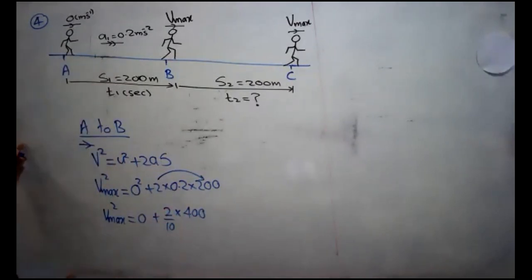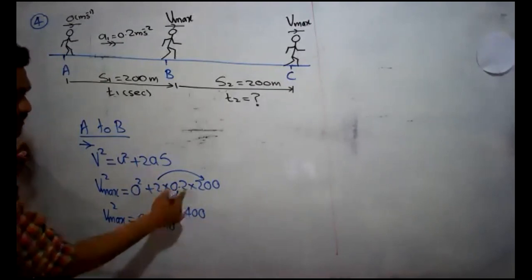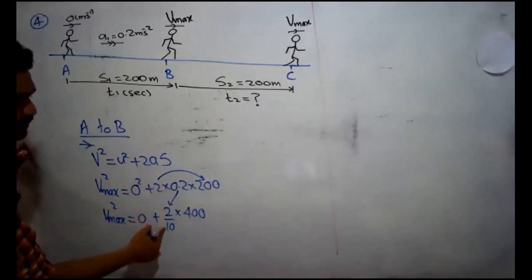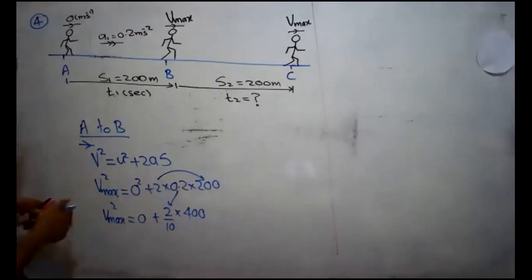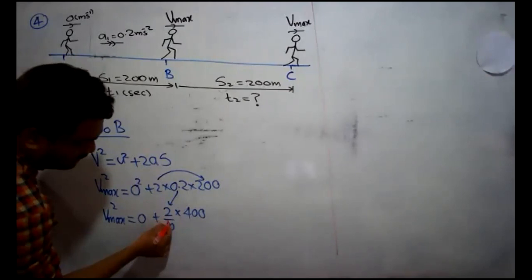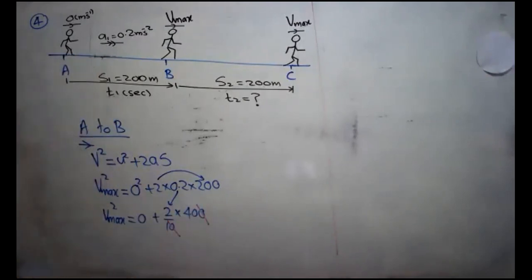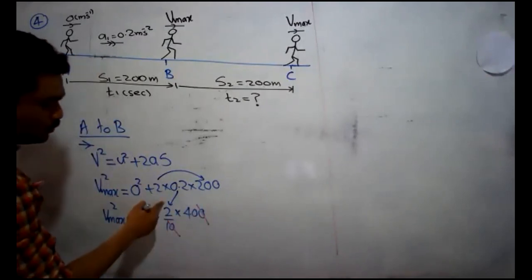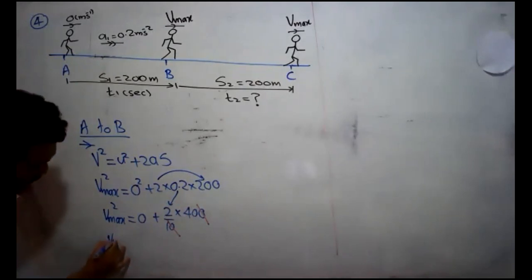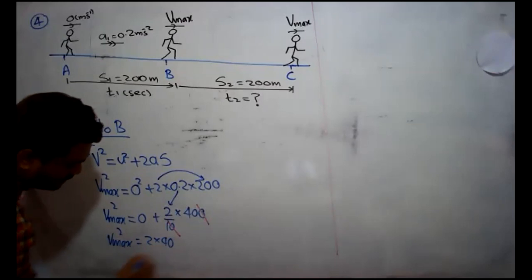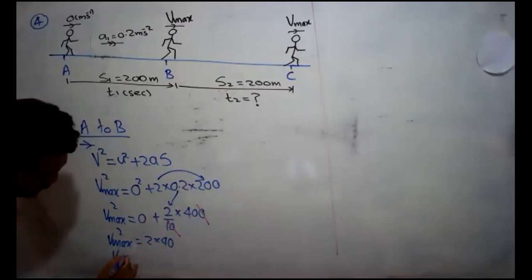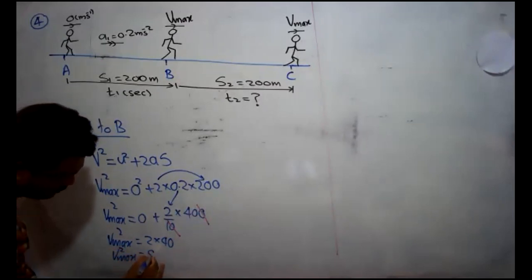Can you understand this maths here? 0.2 can be written as 2 divided by 10. 2 into 200 is 400. Now we can easily cancel out this 0 and this 0. Finally, we get 2 times 40. V max squared equals 2 times 40. It means v max squared equals 80.